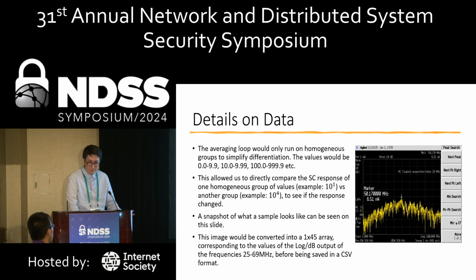I made sure that the averaging loop running the federated learning process would have homogeneous values. To put it simply, they would be in powers of 10, so 0 to 9.9, 10.0 to 99.9, and so on and so forth. This allowed me to directly compare the side channel response of one homogeneous group of values, for example, 10 to the power 10, versus another like 10 to the power 4, to see if the response had changed.